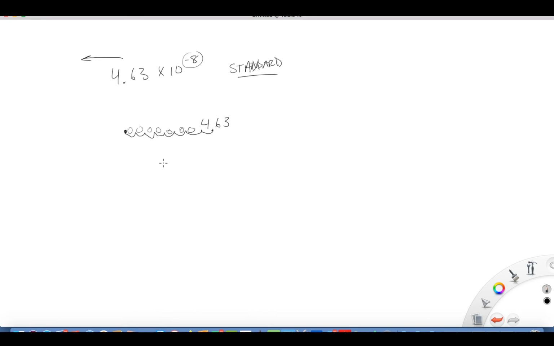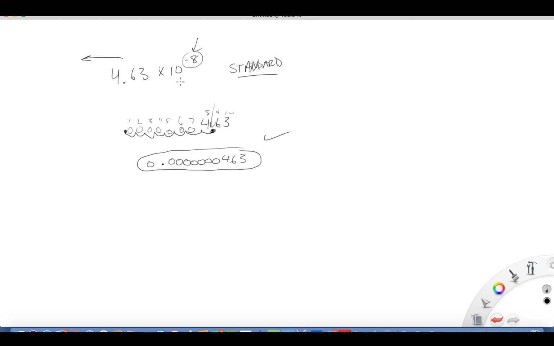So our new number is 0 point, and then we have 1, 2, 3, 4, 5, 6, 7, 8 places from where our decimal used to be. There are 10 digits, but 8 places from where the decimal is recognizes this negative 8. So we have 7 zeros, 1, 2, 3, 4, 5, 6, 7, and then 4, 6, 3. There's our standard form. Okay, this is the answer.